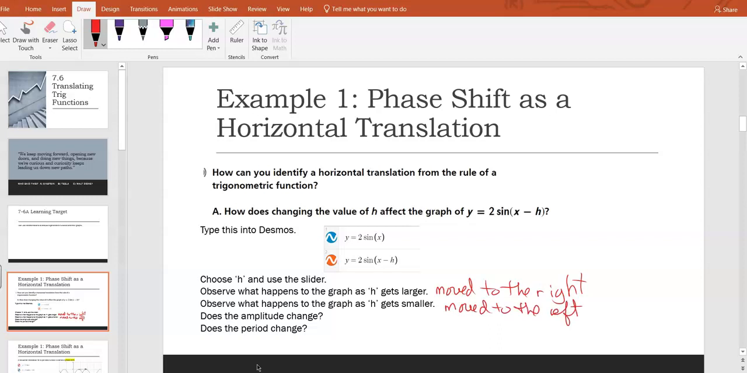And what else did we notice? We noticed for this one at 2 pi, it was the same graph, right? And when h was 2 pi or h was pi, I got this kind of shape there. So that was kind of cool. Did the amplitude change? No. Did the period change? No, because at 2 pi I got the same graph, right? So none of those changed.